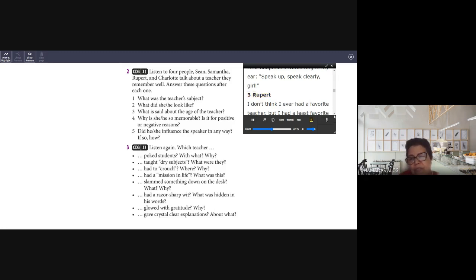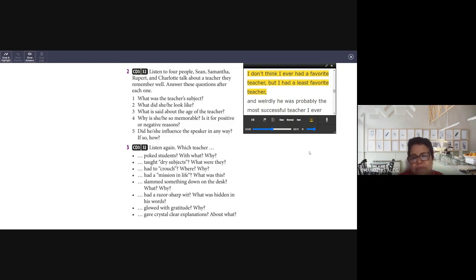Rupert. I don't think I ever had a favorite teacher, but I had a least favorite teacher. And weirdly, he was probably the most successful teacher I ever had. You see, when I was in elementary school, I was really good at math. I could do it all. But when I went to high school, I had a succession of dismal math teachers. And by the time I took my final exams as a junior, I was absolutely hopeless.